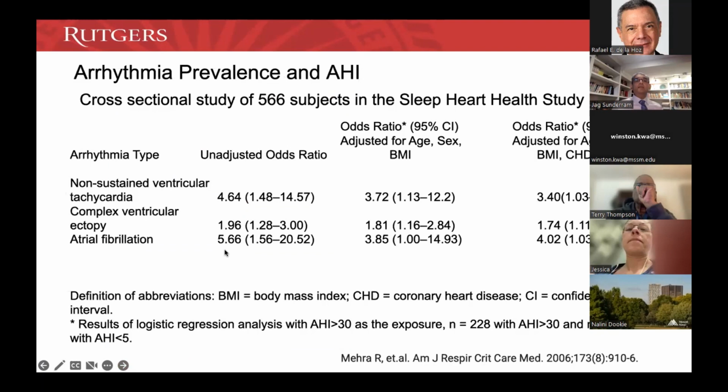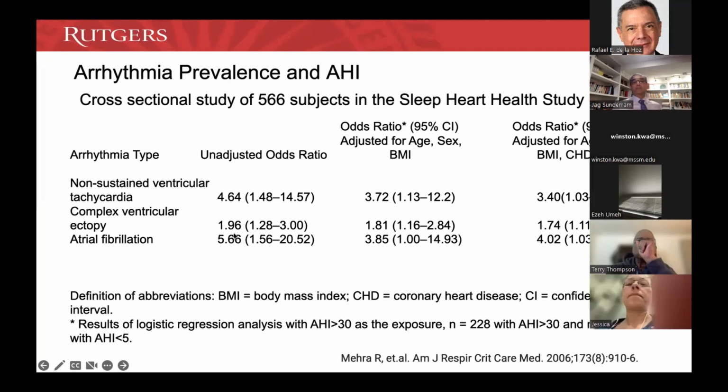So let's look at the data out there though. If you look at the cross-sectional studies, again from Sleep Heart Health, this is a small number of subjects relative to the other studies that were done. This was done by Reena Mehra and published early in 2006. She showed that, yes, there was an unadjusted odds of almost five-fold increased risk for AFib, for instance, and for other arrhythmias.